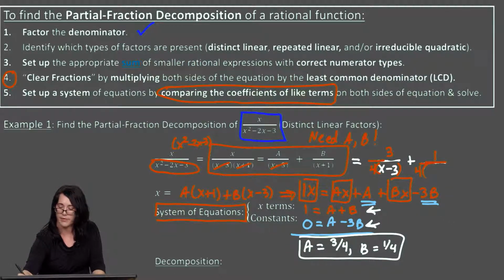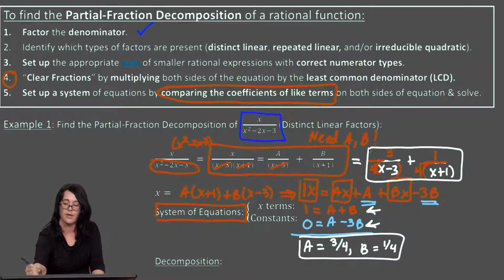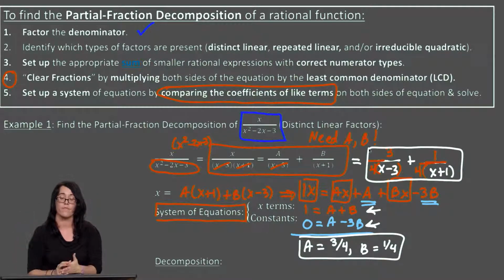I got too excited for my own good. Here it goes. x plus 1, there he is. Okay, you might have been wondering what I was doing, and you were right, I was wrong. Okay, there it is. We have 3 over 4 times (x minus 3) plus 1 over 4 times (x plus 1).